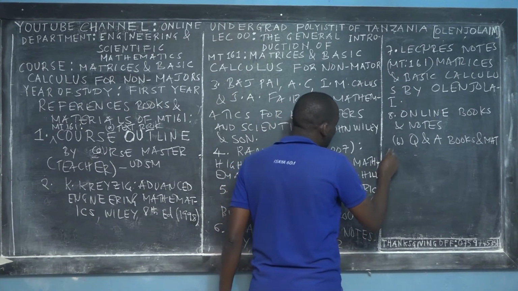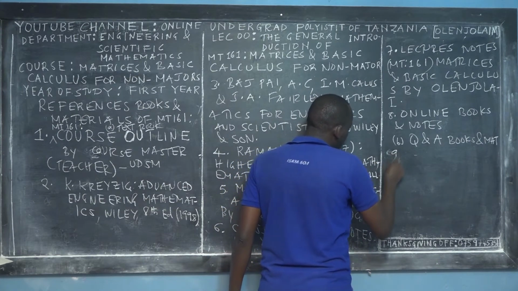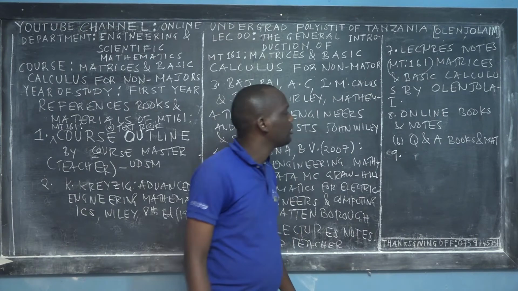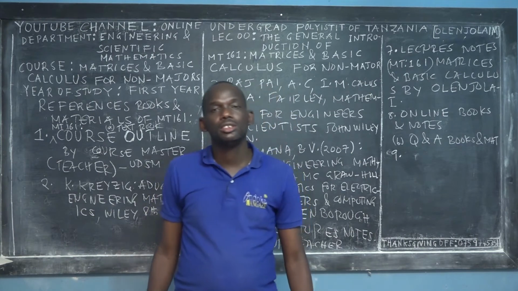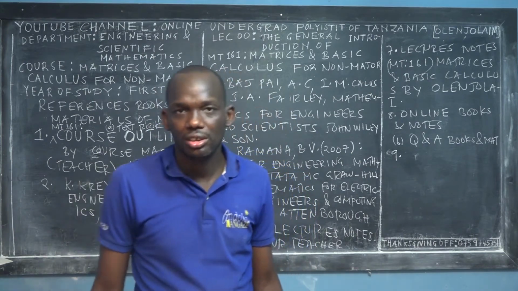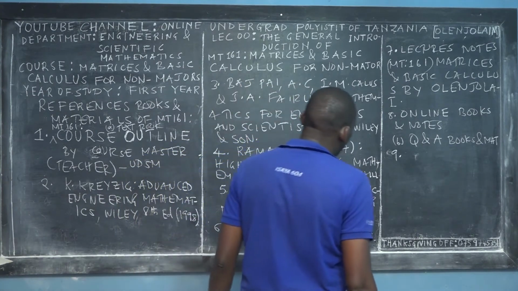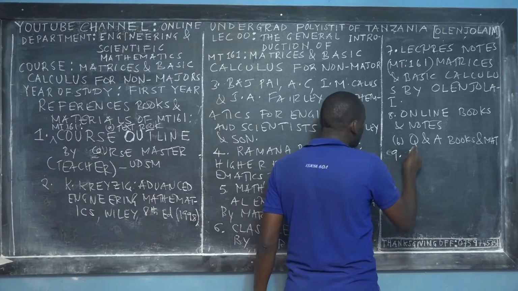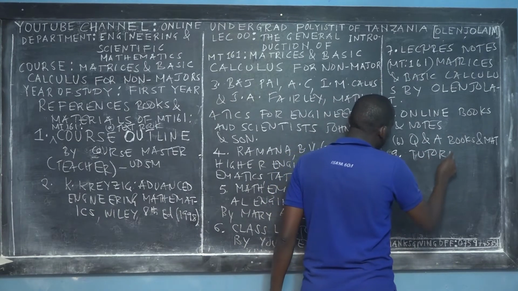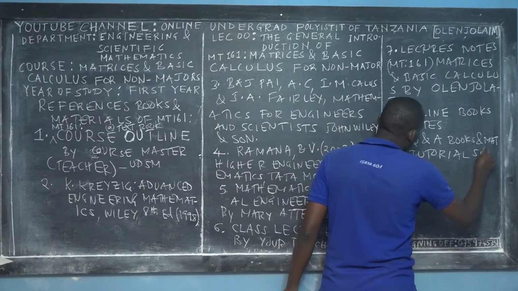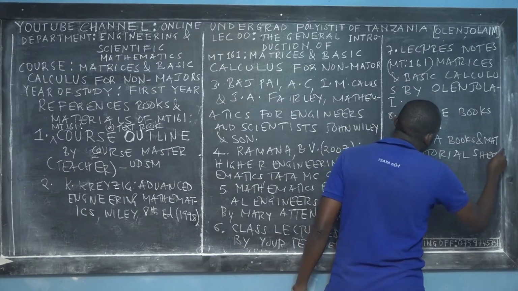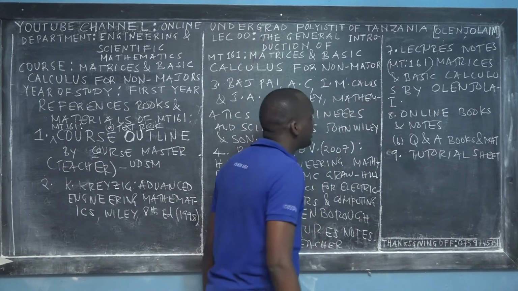So here we have number 9. The first question and answer material is the tutorial sheet for the basic calculus and the matrices. Tutorial sheet, very important. A tutorial sheet, I will show you in the next lecture. I will show you how it looks like.